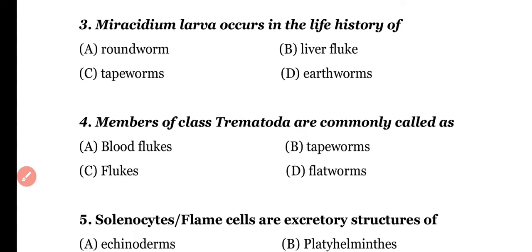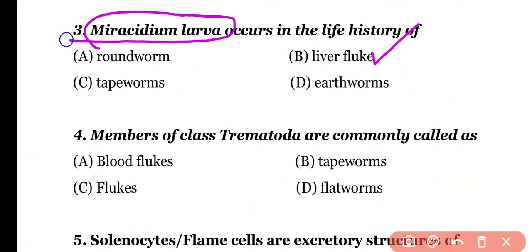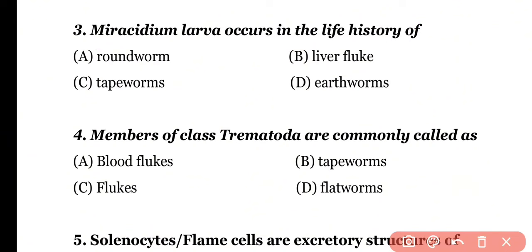Question number three. Miracidium larva occurs in the life history of roundworm, liver fluke, tapeworms, earthworms. Correct answer is option B. Schistosoma or liver fluke, iske life cycle ke andar jo free swimming larva hai, that is Miracidium larva.